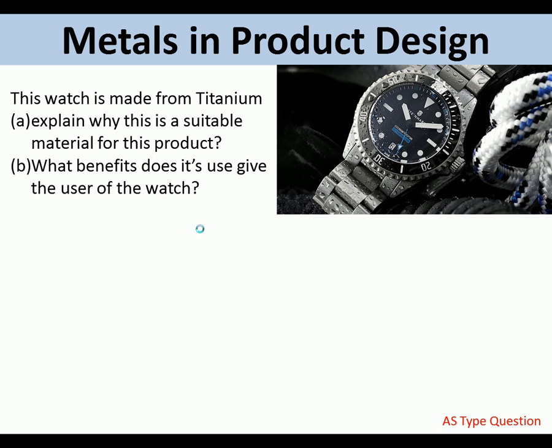Here's an AS type question. This watch is made from titanium. Explain why this is a suitable material for this product, and what benefits its use gives the user of the watch. So we've got a titanium watch there. Why is it a suitable material? What benefits does it give the user?